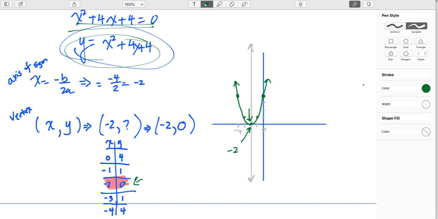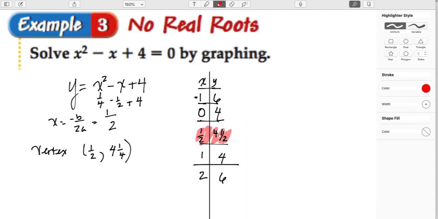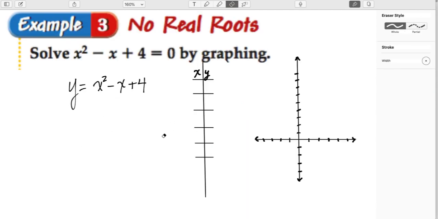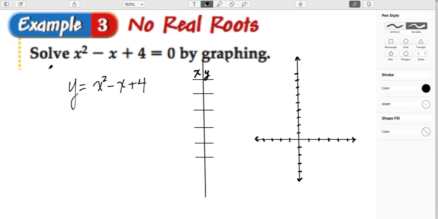All right, so let's go ahead and see if we could put some more information in our minds with the next example. All right, so let's get started with example 3. So in this example, we're going to have a situation where there is no real root. Now, we know that we're solving by graphing, so we're going to start off by replacing 0 with y, and then graphing that.